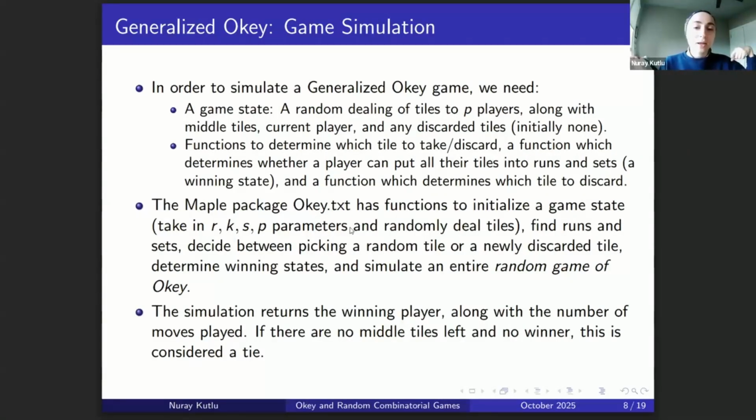So the Maple package, Okey, has functions to initialize a game state, which takes in these 4 parameters that generalize Okey, and it randomly deals tiles. It finds runs and sets on the player's board and decides between picking a random tile or a newly discarded tile, determines winning states, and simulates an entire game of Okey. The simulation will give us the winning player along with the number of moves played, and if there are no middle tiles left, no winner, this is a tie. It'll just give us 0 in the return and the number of moves it took to tie.